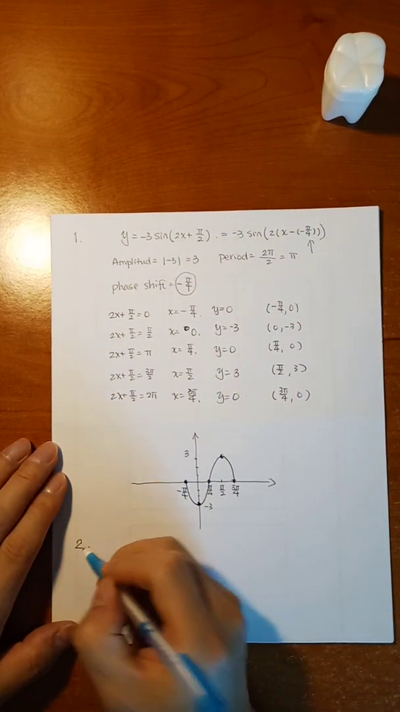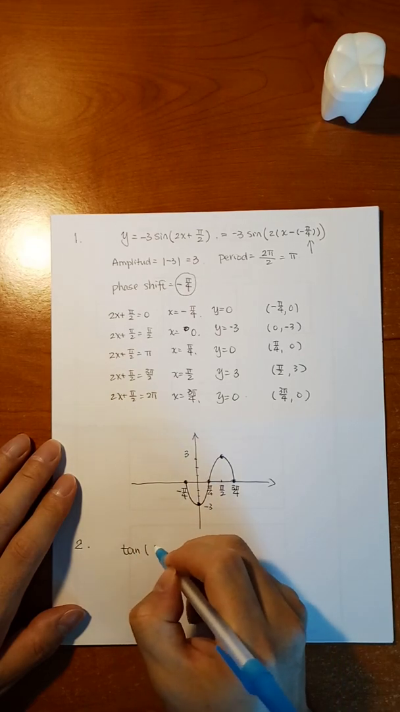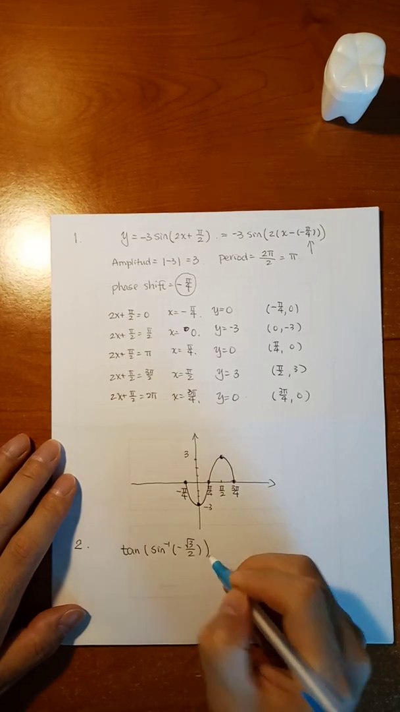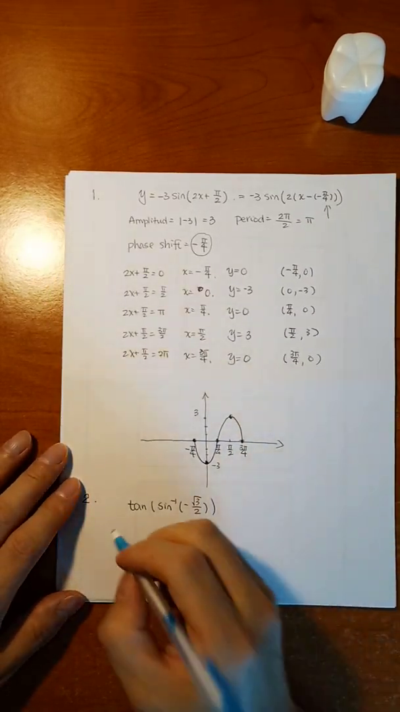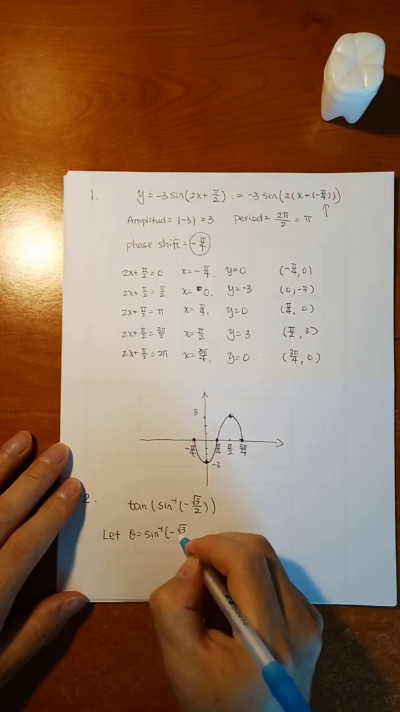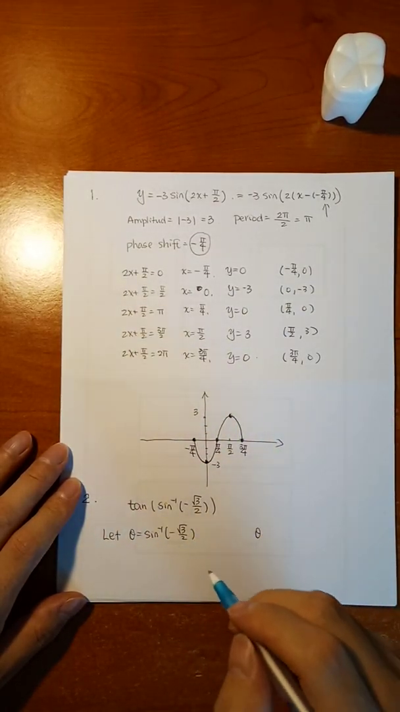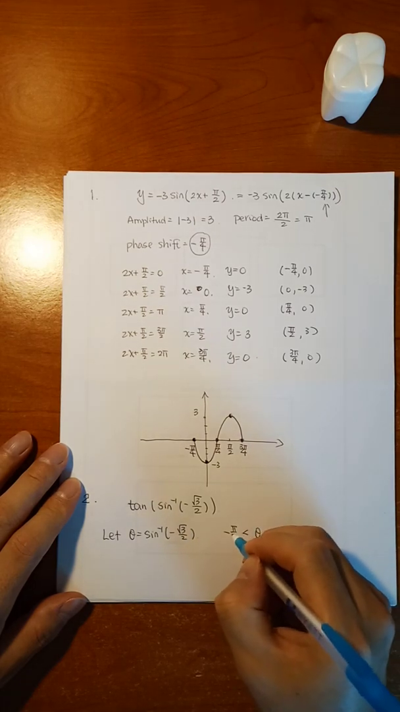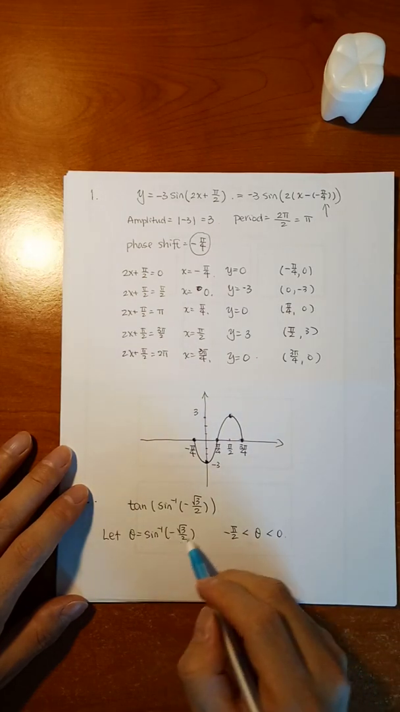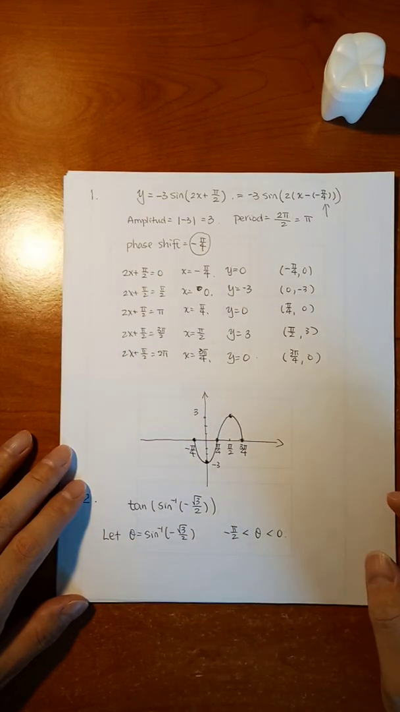And second problem, we're looking for the exact value of tangent of sine inverse of negative square root of 3 over 2. Okay, so let theta be sine inverse of negative square root of 3 over 2. Then we know theta is in the fourth quadrant, between negative pi over 2 and 0, because it's a negative value. Sine inverse of a negative value is in the fourth quadrant. Sine inverse of a positive value is in the first quadrant.